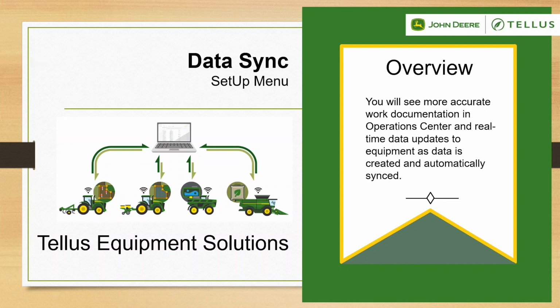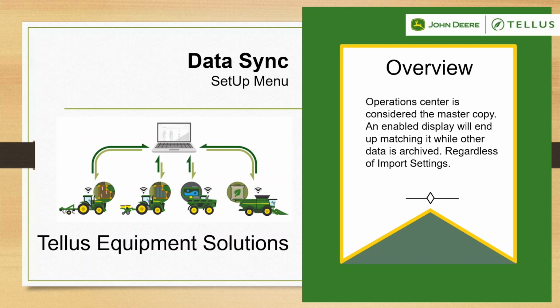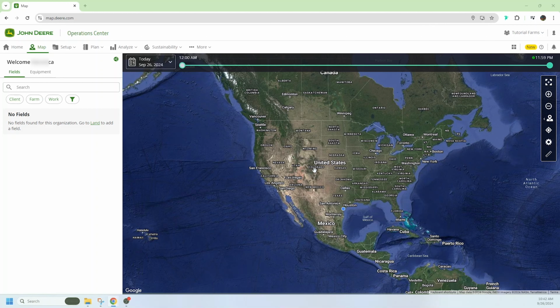You will see more accurate work documentation in Operations Center and real-time data updates to equipment as data is created and automatically synced. During the first data sync, Operations Center is considered the master copy. Therefore, an enabled display will end up matching what is already in Operations Center, and other data from the display will be placed into archive regardless of import settings.